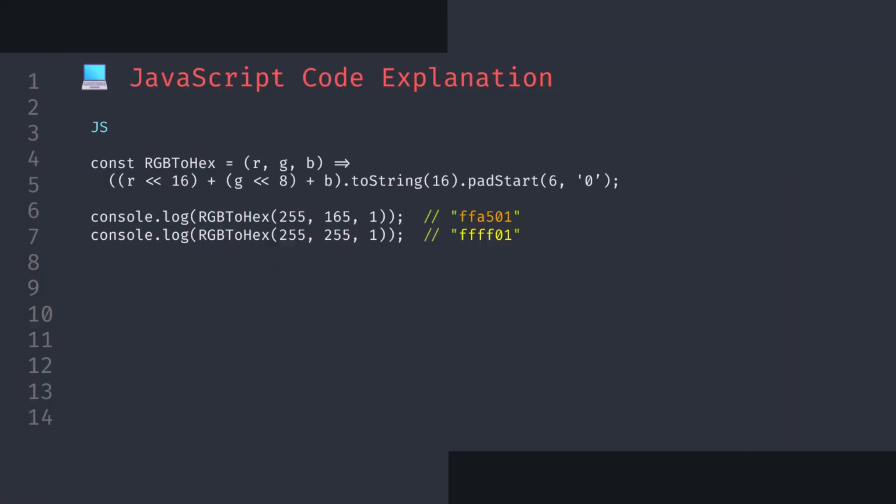We use bit shifting to place the red in the highest byte, green in the middle, and blue in the lowest. Then we convert the number to a base 16 string using toString(16). padStart(6, '0') ensures the result is always 6 characters long. It is a clean and clever one-liner solution.